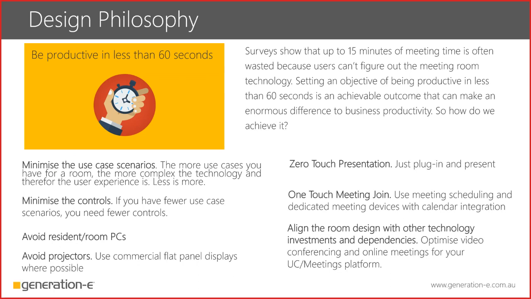As many people would probably agree with and have seen before, many meetings can take up to 15 minutes to actually get productive. By the time people get into the room, get connected to the laptop and get their meeting connected and dialed in and whatever, there's a lot of time wasted. So we set an objective to try to make meetings productive in less than 60 seconds. So within a minute of walking into the room, everyone's connected online and actually doing what the meeting was meant to be about.